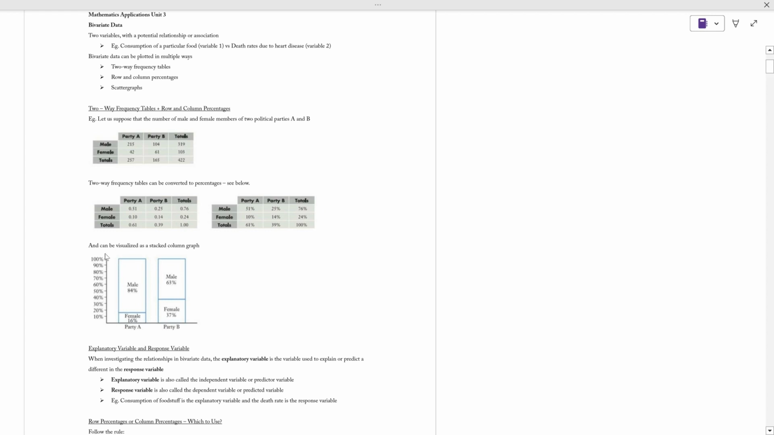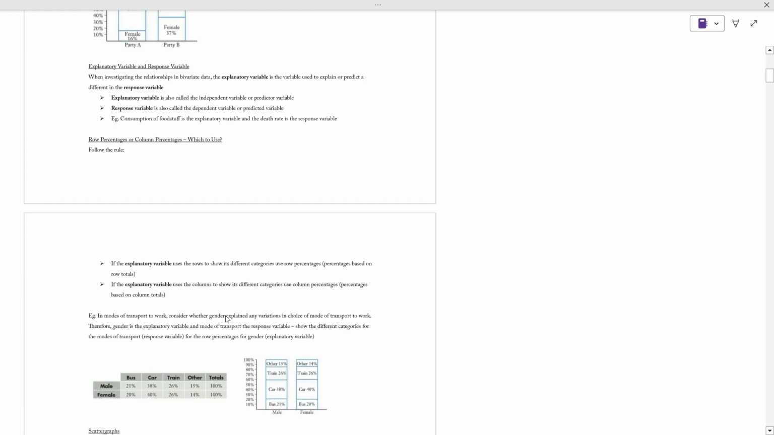All right. Furthermore, this can be visualized as a stacked column graph or a histogram, right? So how you read this stacked column graph is that it's out of 100%, right? So basically, if we're looking at party A, we can see the split between male and female. 84% of party A is made out of males, whereas 16% of party A is made out of females. And it's the same thing with party B, right? But it has to tally up to 100% because 100% makes up 100% of party A.